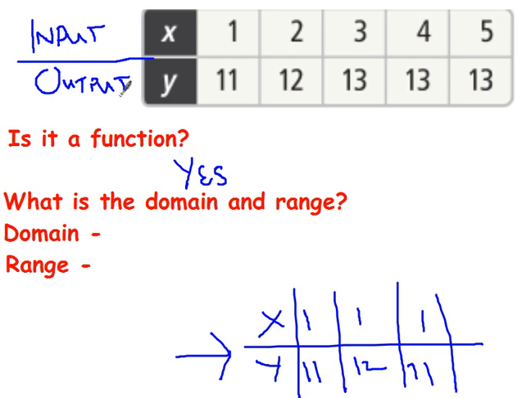Now, domain and range. Domain is all the possible x values of a function. So the domain of this function is all the x values: 1, 2, 3, 4, 5. Those are all the inputs. Range is all the y values: 11, 12, 13, and that's it. So my domain is all the x values, and range is all of the y values. And that's it.